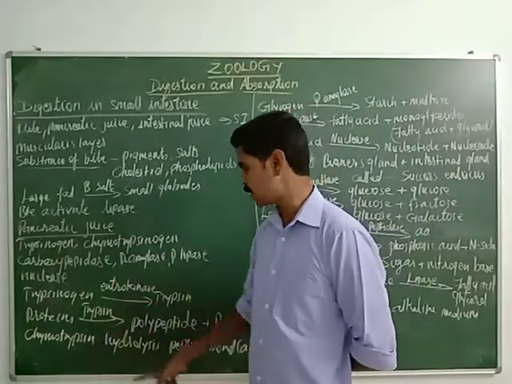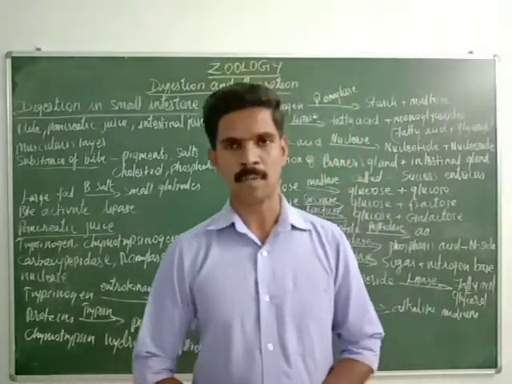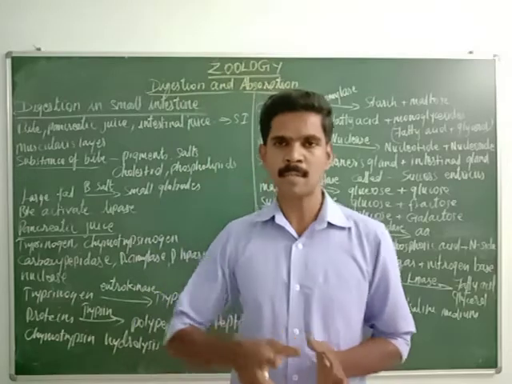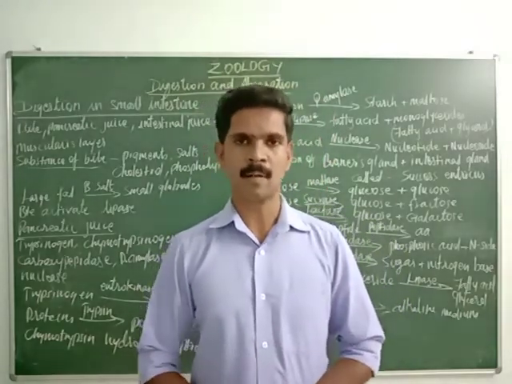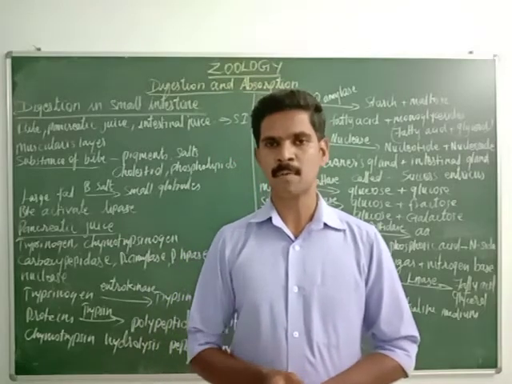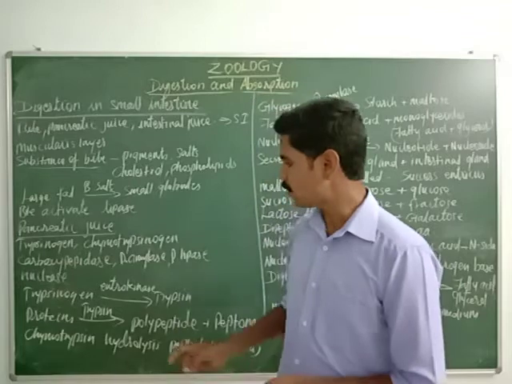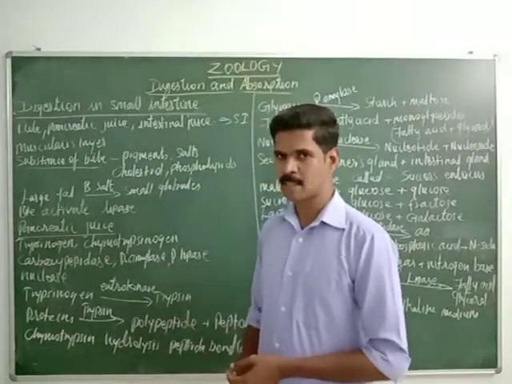Then chymotrypsin is a very important enzyme present in this pancreatic juice. This chymotrypsin hydrolyzes the peptide bonds associated with the amino acid molecules. Amino acid molecules are connected with each other by a bond, and this bond is called a peptide bond. This peptide bond present between the amino acid molecules is hydrolyzed by chymotrypsin. Understand, my dear friends?